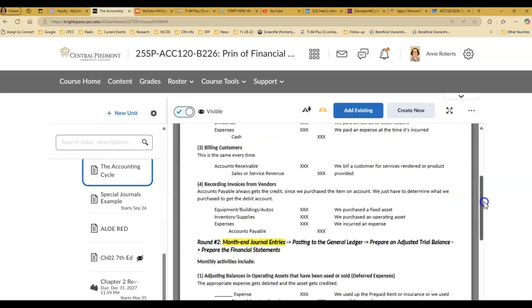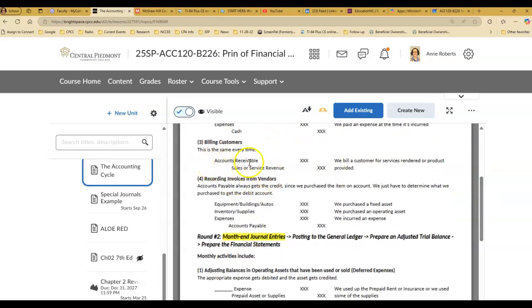Then we're going to bill customers. So that one is super easy because it's the same thing every single time. The only difference is we have to determine whether it's sales or service revenue. And you remember, what's the difference? Sales revenue, we're selling goods and products. Service revenue, we're selling time. Okay? Then number 4, we're recording invoices from vendors.